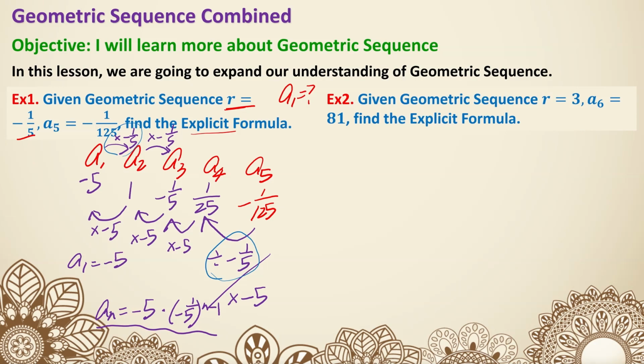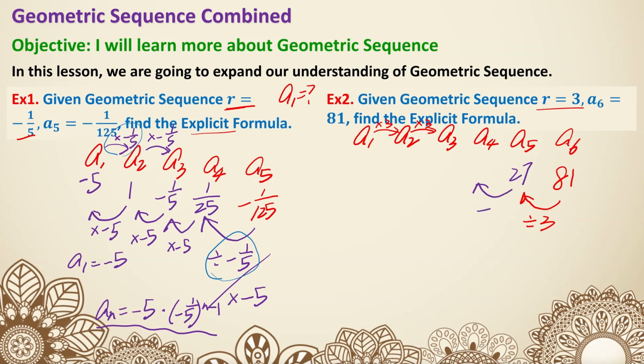So this time you are given a sub 6. So let's go backwards. A sub 5, a sub 4, a sub 3, a sub 2, and a sub 1. Going forward is multiplying by 3, which means when we go backwards from 81, we have to divide by 3 now, or times by 1/3. But this time we don't have a fraction, so we can easily just divide by 3. That's going to give us a 27, and then divide by 3 again, we're going to get a 9. Divided by 3 again, it's a 3.